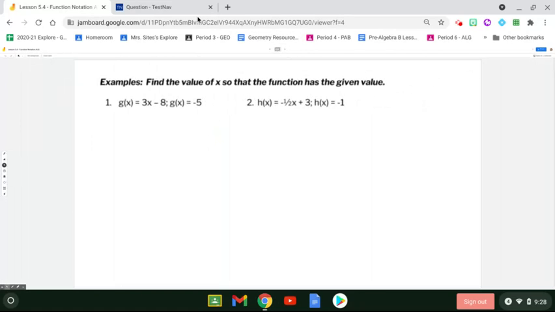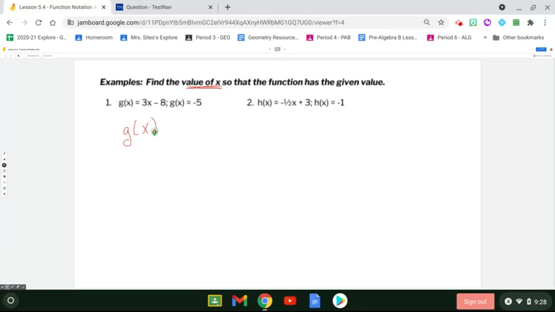So the example says to find the value of x, so see how the directions change up, so that the function has the given value. Okay, so notice how the problem looks a little bit different. So it tells you the function is g of x equals 3x minus 8. So I'm going to write that down again.